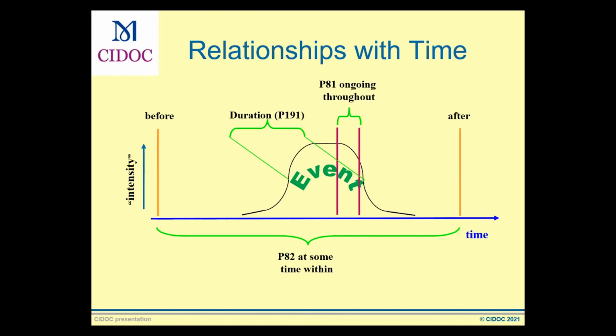We can say that the event was ongoing throughout a period of time, and that it occurred at some time within. So we often refer to these as inner and outer boundaries. So the inner boundaries are between these two red lines in the center, and the outer boundaries are the two orange lines at the extreme edges. So it happened at some time within the gap between the before and the after, and it was ongoing throughout this period of time marked by the two red lines in the center. So that's the core relationship with time.